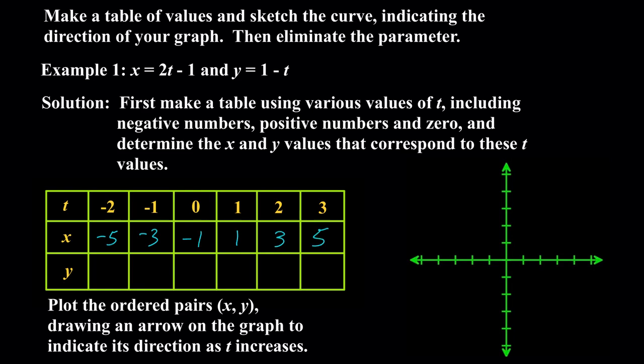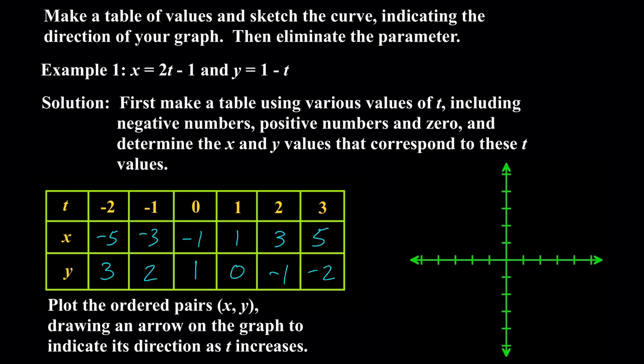All right, so now we're going to substitute those same t values into the y equation. So when t is negative 2, you're going to get a y value of 3. When t is negative 1, you get a y value of 2. When t is 0, you get 1, 0, negative 1, and then negative 2.